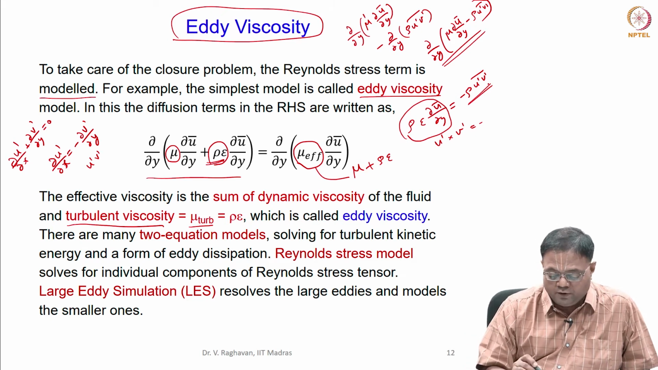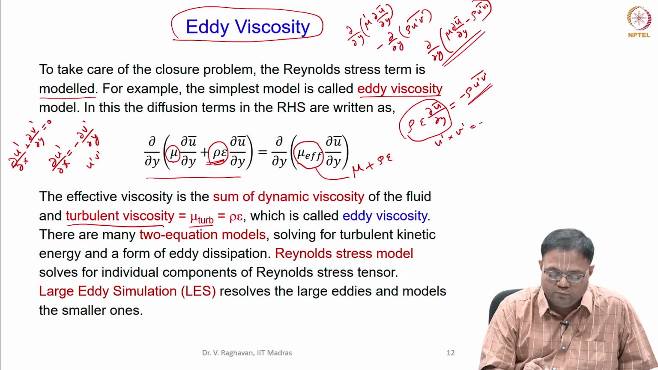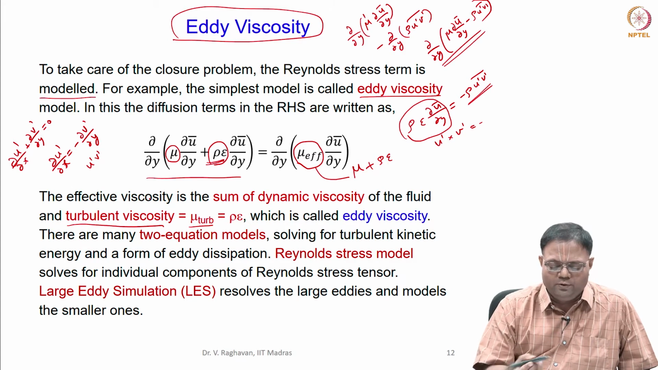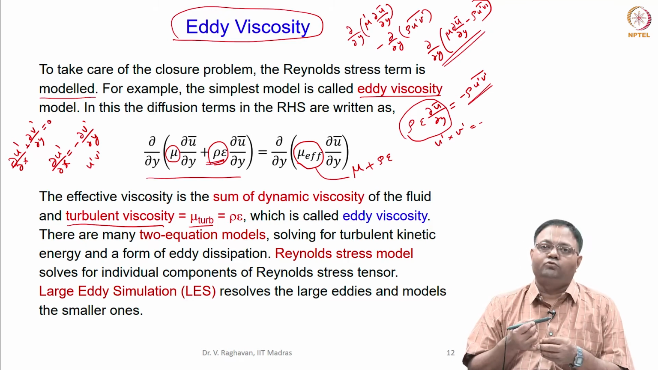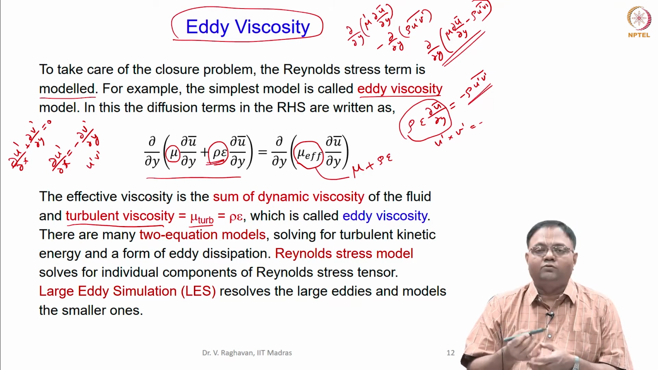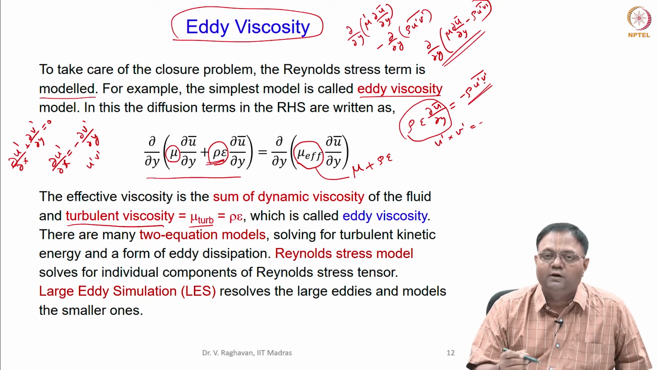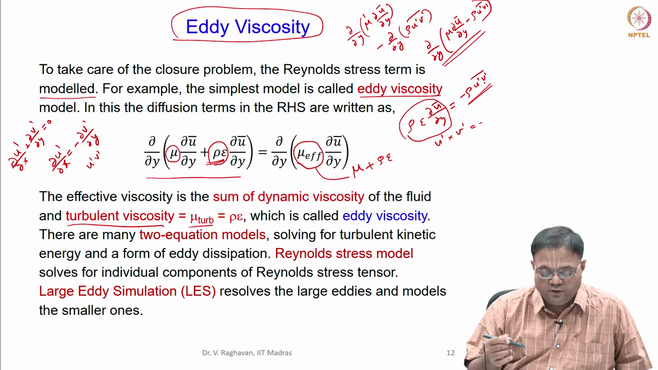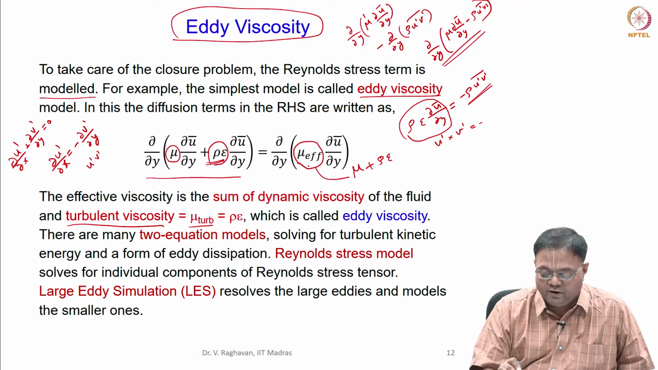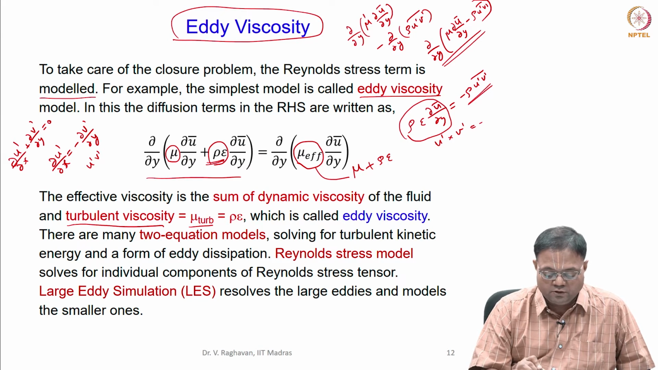So, you can see that when you add this, mu increases, so mu by rho basically increases. Then the diffusion term will be stronger, and this is what is contributed by the turbulence. These fluctuations basically increase the mixing and the diffusion strength. So, the effective viscosity will be equal to the molecular viscosity plus the eddy viscosity, or the turbulent viscosity.